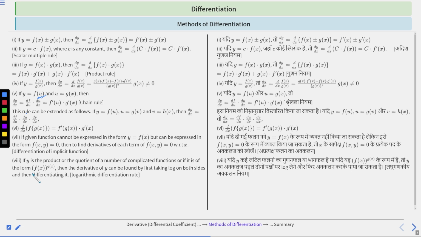eighth point, logarithmic differentiation rule, which says if y is the product or quotient of a number or complicated functions, or if it is of the form f of x to the power g of x, then the derivative of y can be found by first taking log on both sides, and then differentiating it. Clear? So you have to just remember this rule. Clear? Okay.